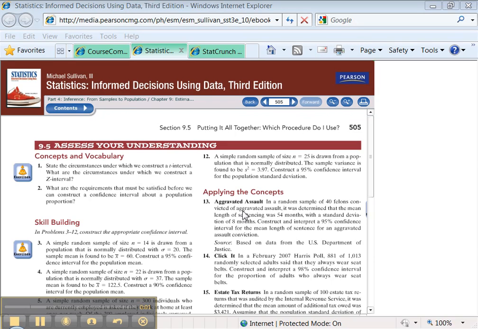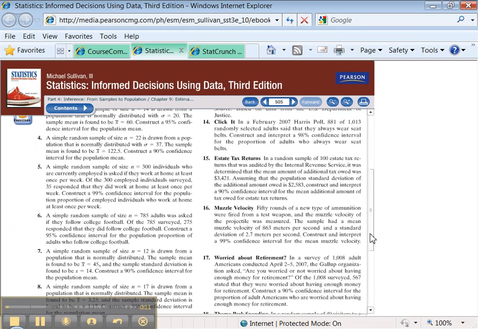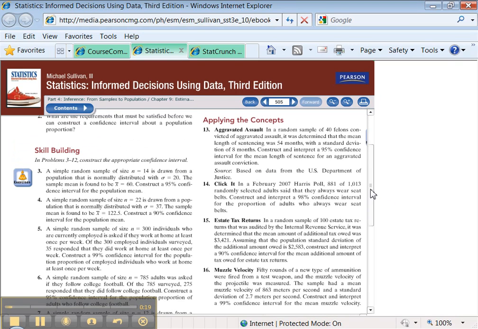I want to give a couple final thoughts about 9.5 before I head off into Chapter 10 for later tutorials. I'm not going to actually do one of these problems, and the main reason is because you don't need me to. I've actually already shown you how to do every single one of these problems. 9.5 is a review section.